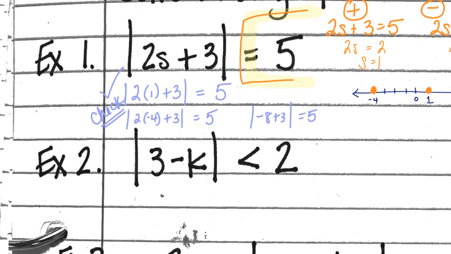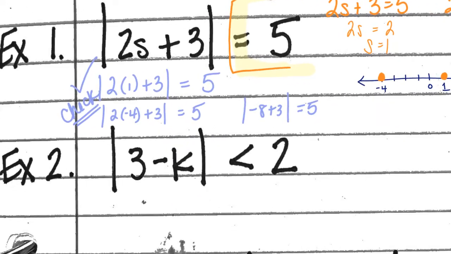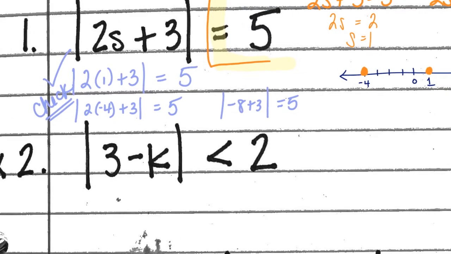All right, let's move on to example 2. Example 2 has one of those inequalities. So remember, we're going to take everything from here on over and flip the inequality and change all the signs. I chose positive and negative because it's just easy to remember. Positive and negative, because you have to go to the left and to the right.